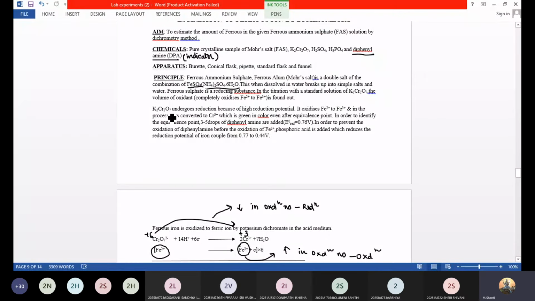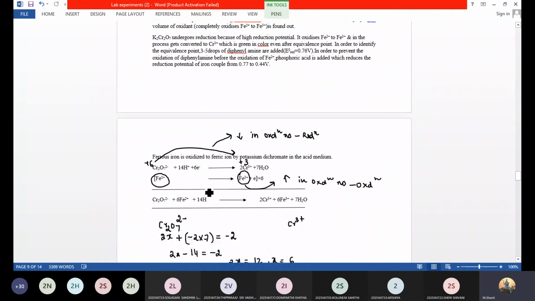Now, when you titrate with the dichromate, you will be taking the unknown solution in the conical flask and titrating with the dichromate. You can see a green color initially. Now, why is that green color? The green color is because of the presence of chromium. During the reaction between ferrous and dichromate, iron is getting oxidized to Fe3+, and these are colorless, so you don't have any problem with them. But dichromate is getting converted to chromium 3+.